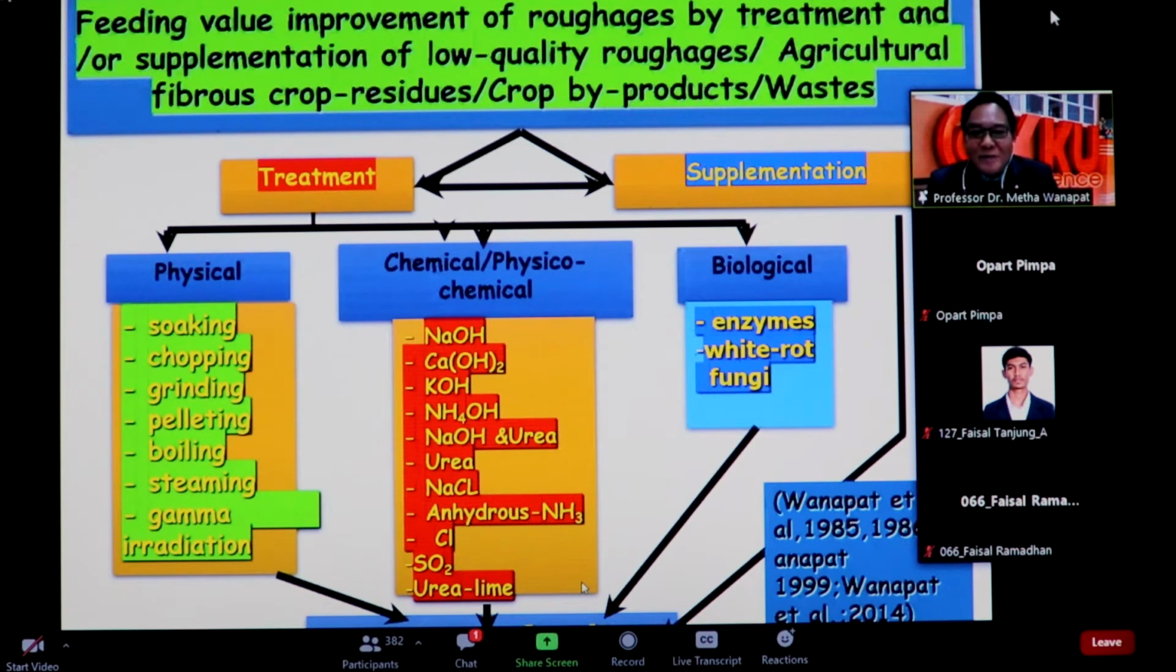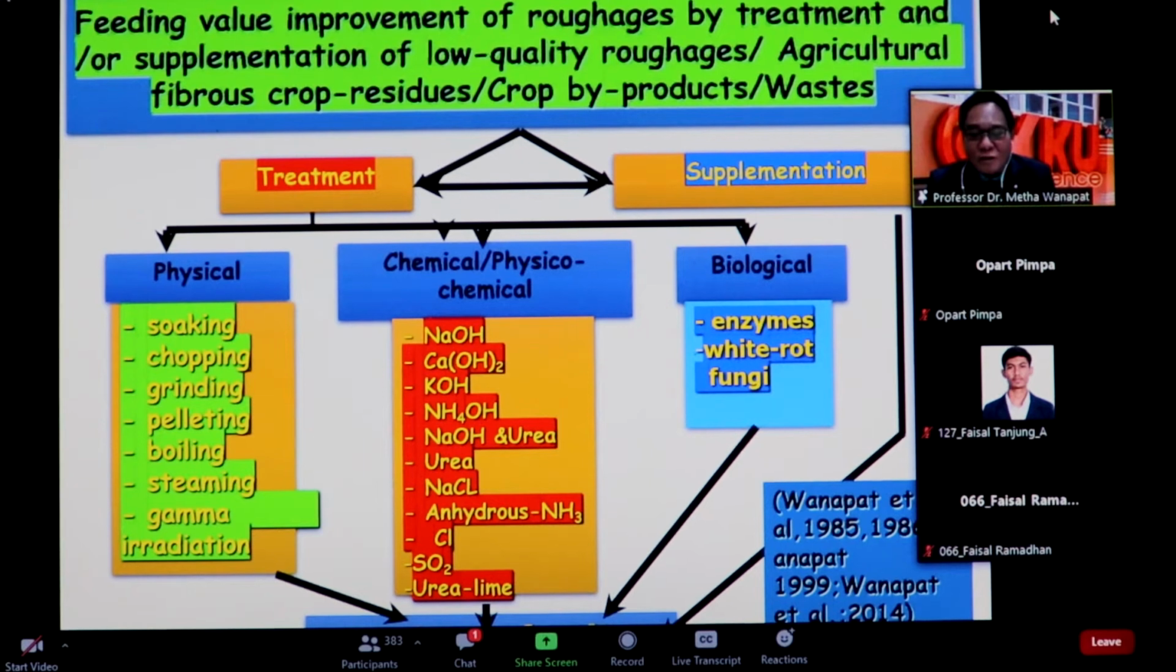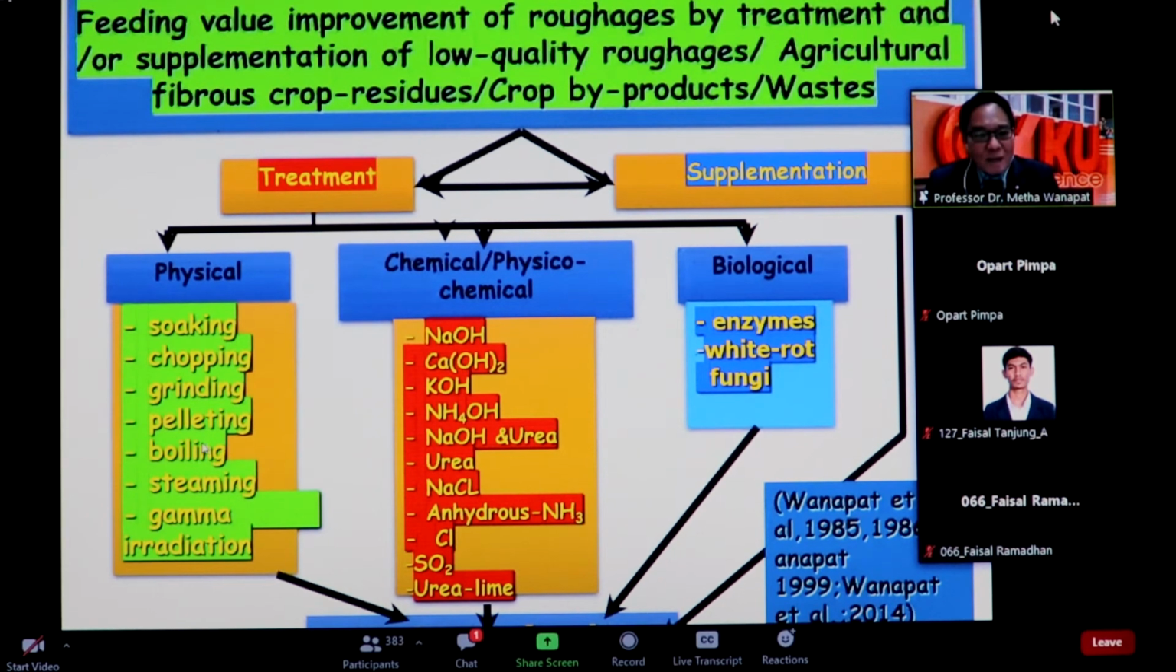Okay, I skip this one. This is the methods for improvement of crop residues, especially rice straw. There are many methods: physical, chemical, physiochemical, and biological, and all combinations. So you should explore what can be done. But mainly here in Europe, they use a lot of chemical.